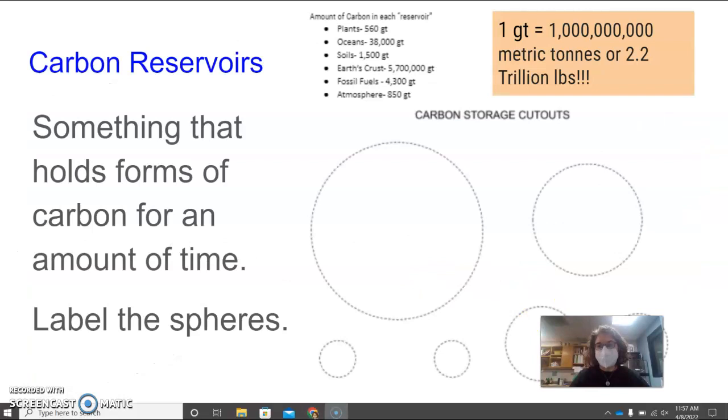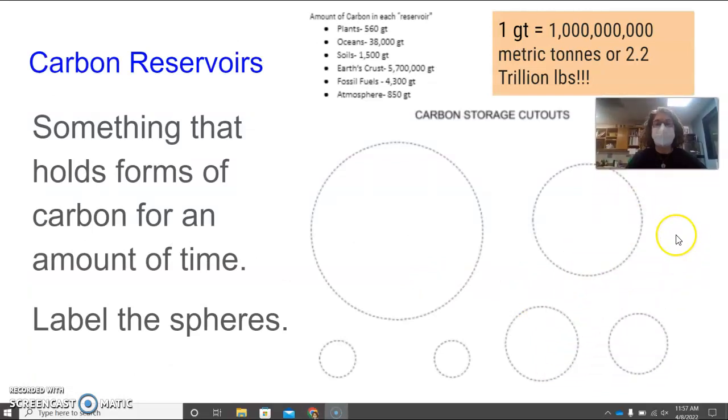Once you've done that, your next step is going to be to add in the carbon reservoirs. Again, those are places where carbon is found on Earth. You will see that you have 6 differently sized circles. They are scaled to represent each of the 6 different major reservoirs where carbon is found on Earth. The largest circle is meant to represent the largest reservoir, Earth's crust, with 5,700,000 gigatons of carbon. A gigaton is a billion tons of carbon. The smallest circle represents the smallest reservoir, which is in plants at 560 gigatons.